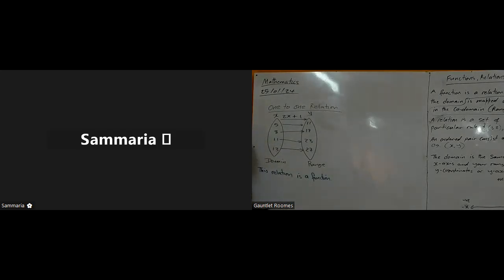All right. What would be the order pair here? Let me show you what would be the order pair in terms of the coordinates. The order pairs would be 5, 11, 8, 17, 11, 23, and 13, 27. So we say that this always represents the x coordinate, that always represents the y coordinate. So it's x and y, x and y, x and y.